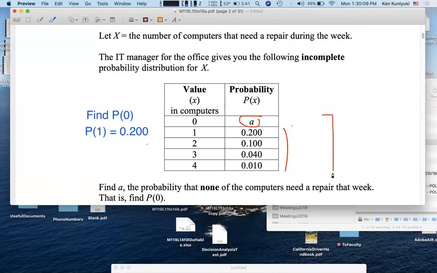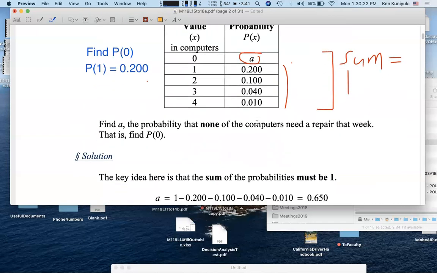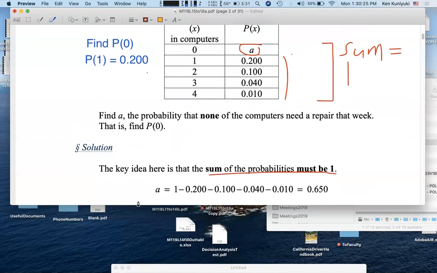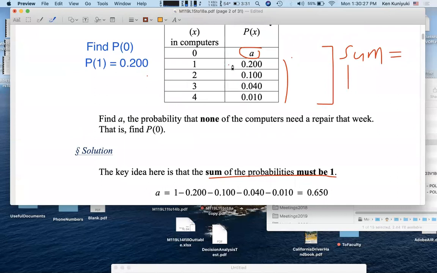Well, what is the total probability? What do the sum of these have to be? The sum of these will have to be 1. So to solve for A, we subtract these other probabilities from 1. The sum must be 1. So A is going to be 1 minus this, and this, and this, and this. You subtract all these from 1. And the answer turns out to be 0.650. So there's a 65% chance that none of the computers will need a repair during that random week.